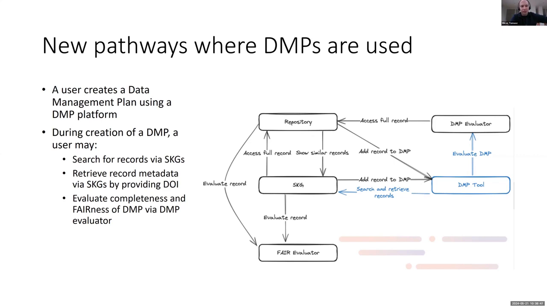One of them could be seen from the perspective of a DMP tool. So maybe when creating a data management plan, a researcher would search an SKG to look for records that he or she is reusing, get metadata from there, and maybe get information about the fairness of what is actually being described in the DMP. This is just an idea, just to stimulate the discussion on all of these topics. But we have these new services in place, and we have to think about how we can really make use of them, because SKGs are not only useful for funders, they can be useful also for DMPs and other parts of the system.